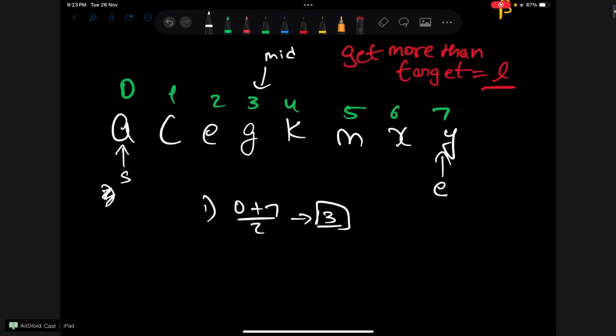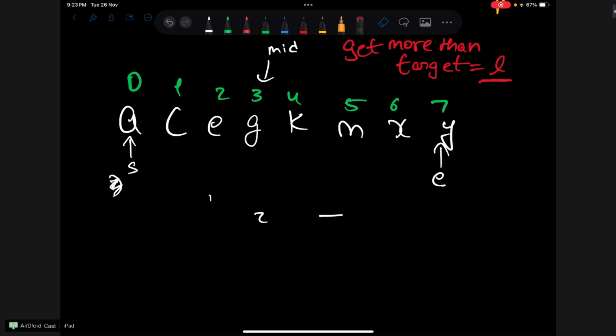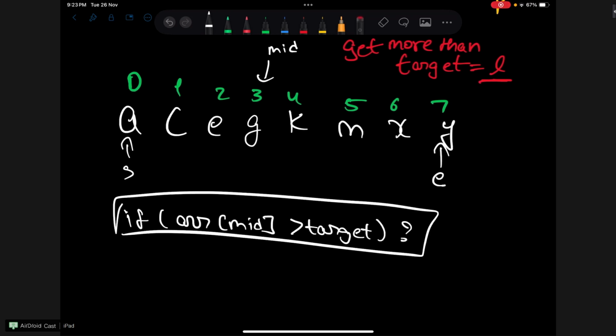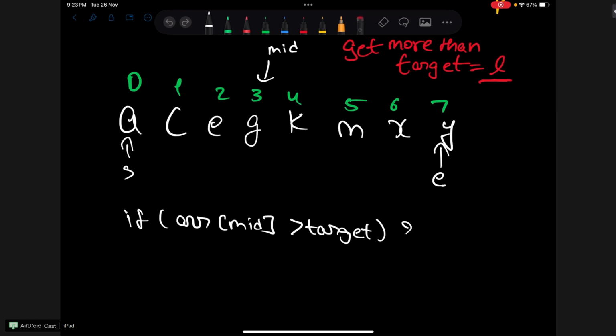Now we are going to compare. We are going to do a simple comparison. If my array of mid is greater than target, what does this mean? What does this condition mean? We will first understand that in an intuitive way.